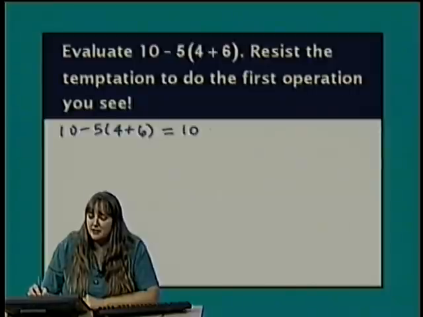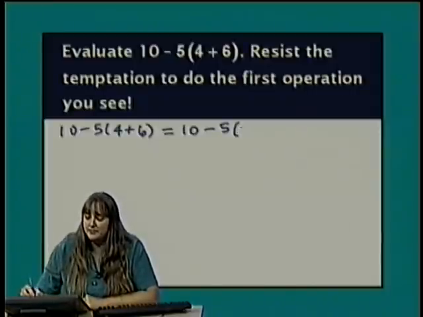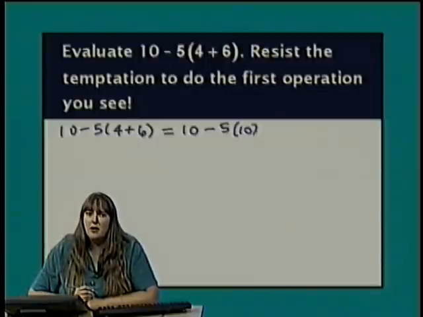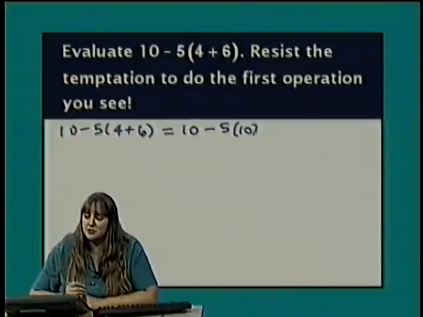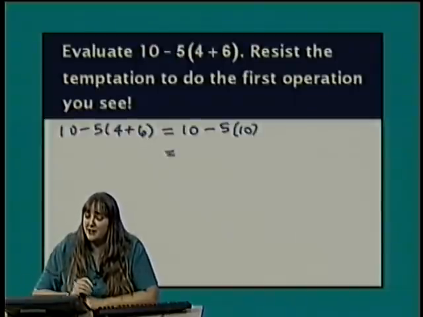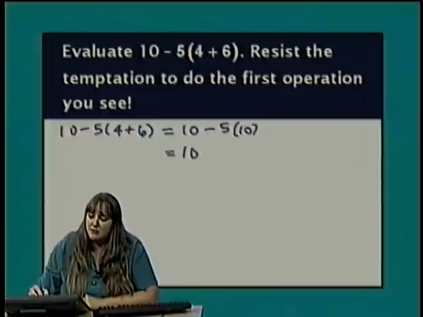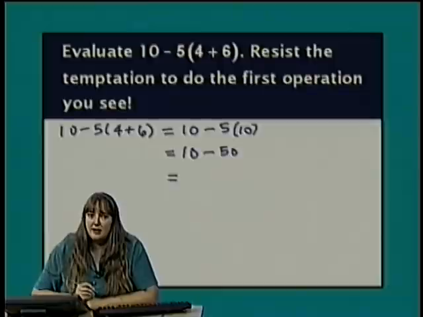So I have 10 minus 5 times 4 plus 6 is 10. Now I have a subtraction and a multiplication. Multiplication comes before subtraction in the order of operations, so I'm going to multiply that 5 and 10, leaving me with 10 minus 50. And 10 minus 50 is negative 40.